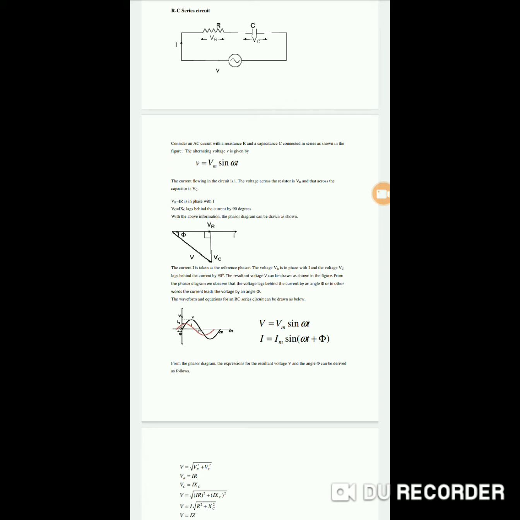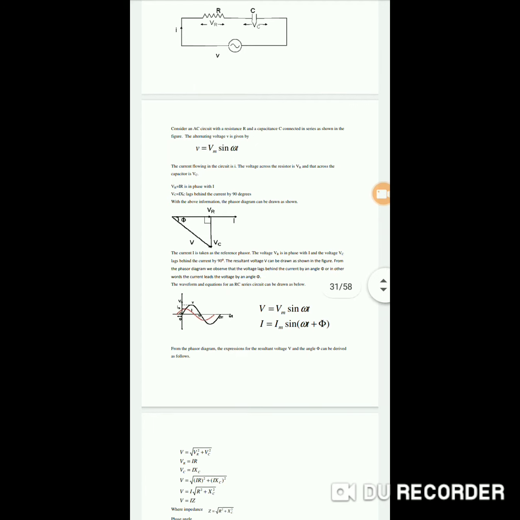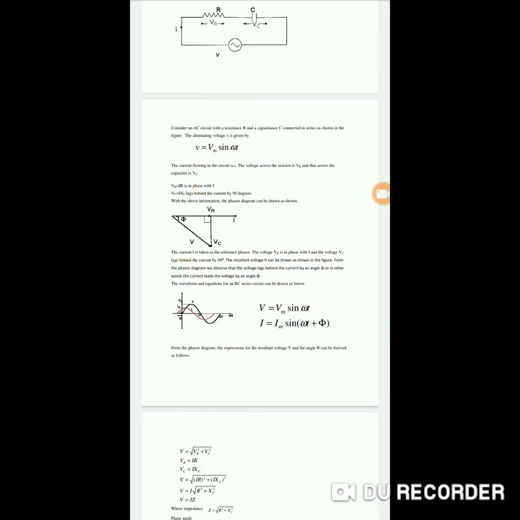VR is the voltage across the resistance and VC is the voltage across the capacitance. I is the current flowing through the resistance and the capacitance. Consider an AC circuit with resistance R and capacitance C connected in series, and the input is V equals Vm sin omega t.